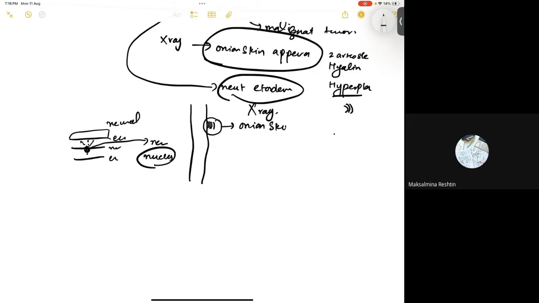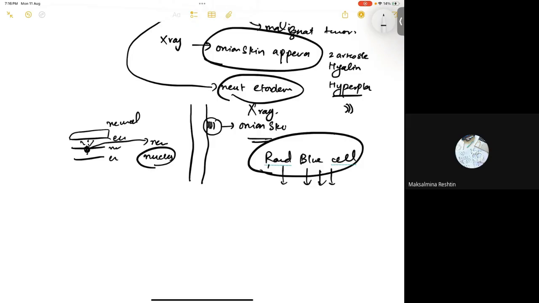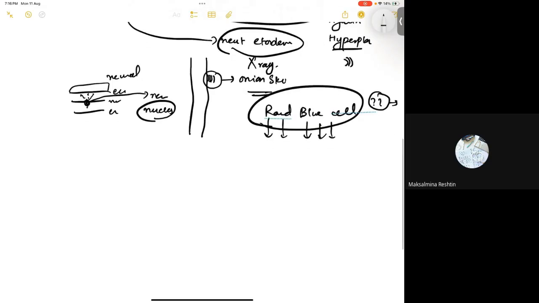Okay, no problem. So it's going to be onion skin appearance as we discussed. And the biopsy is going to give you round blue cells. Really, really important, right? So you're going to get round blue cells on biopsy. Where else did we find round blue cells, if you guys remember from your lectures? Did you guys remember? Okay, just find it and tell me tomorrow, right?